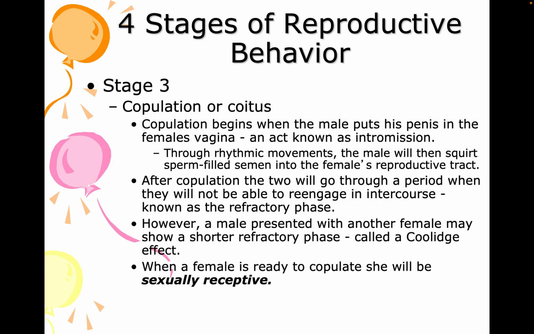Stage three is copulation or coitus. Copulation begins when the male puts his penis in the female's vagina, an act known as intromission. Through rhythmic movements, the male will then squirt sperm-filled semen into the female's reproductive tract. After copulation, the two will go through a period when they will not be able to re-engage in intercourse. This is known as the refractory phase. However, a male presented with another female may show a shorter refractory phase. This is called the Coolidge effect.